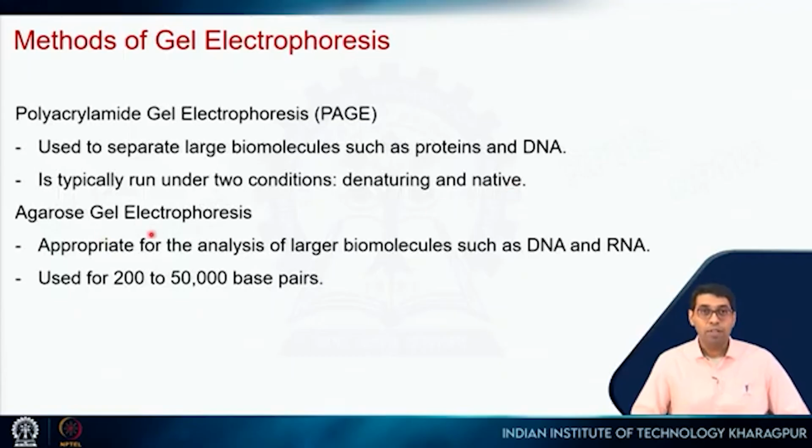And you have already seen agarose gel electrophoresis. It is appropriate for even larger biomolecules such as DNA and RNA. So if the size of your DNA is 200 base pairs to 50,000 base pairs, you can use agarose gel electrophoresis. Here the pore sizes are much bigger. But if your DNA is smaller, then you will use polyacrylamide gel electrophoresis. We will use polyacrylamide gel electrophoresis under native conditions to look at protein DNA interaction, where the DNA size will typically be less than 200 base pairs.